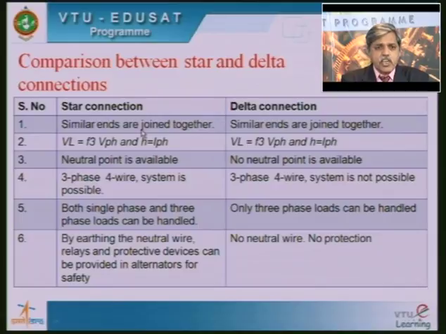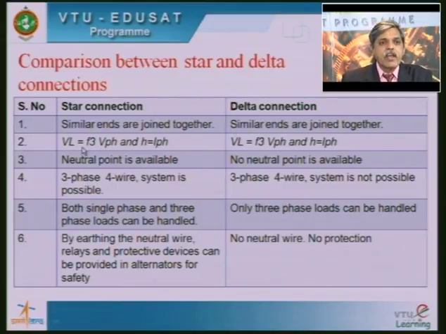If you see the star connection, I am connecting all the finishes together, therefore I say similar ends are joined together, whereas in delta connection I am connecting finish to start. Therefore, those are the unsimilar ends. So, here I should have written unsimilar ends are joined together. This is not similar. I just copied and pasted it. I thought of changing it afterwards. I did not do that. So, this should be unsimilar ends are joined together.